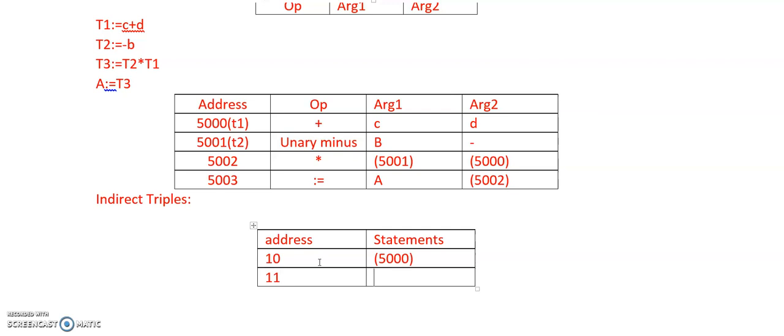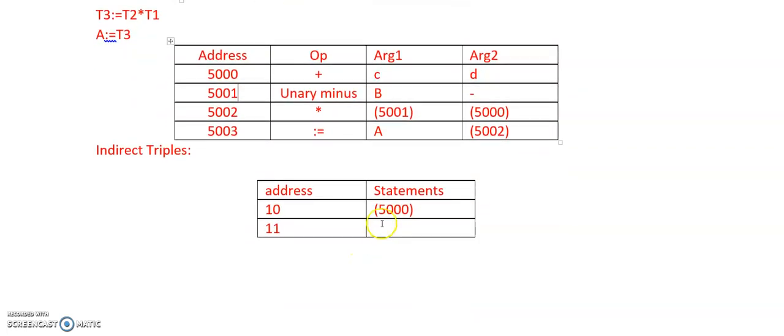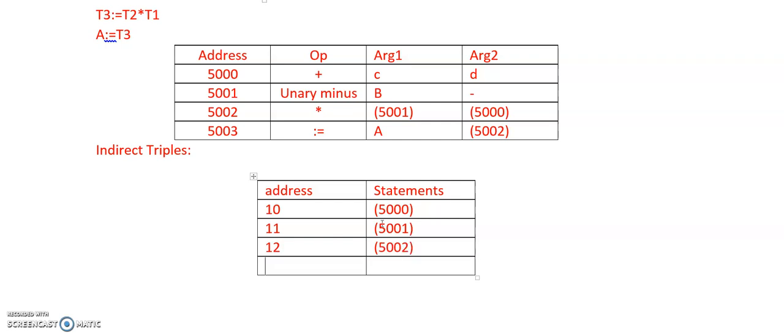Whatever triple notations we have, the same notations have to be passed as a reference to the next variable. So the next instruction is 5001. The next instruction is whatever the subsequent memory location is, 5002, and the next instruction I am going to call as 5003. Like that we are going to call indirect triples. Simply we have to pass the addresses of the triple addresses.